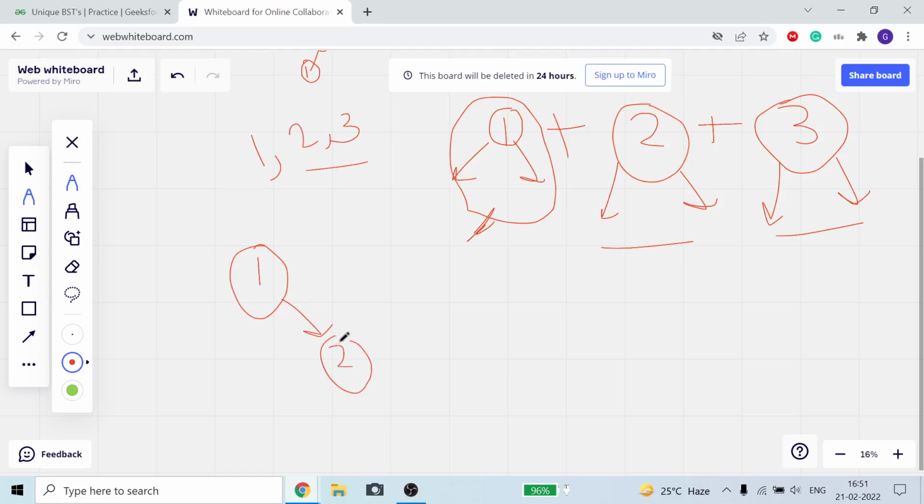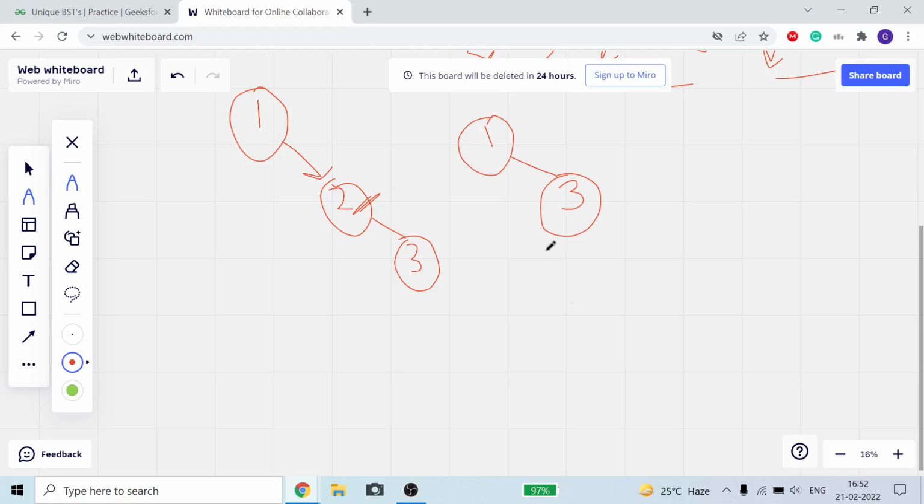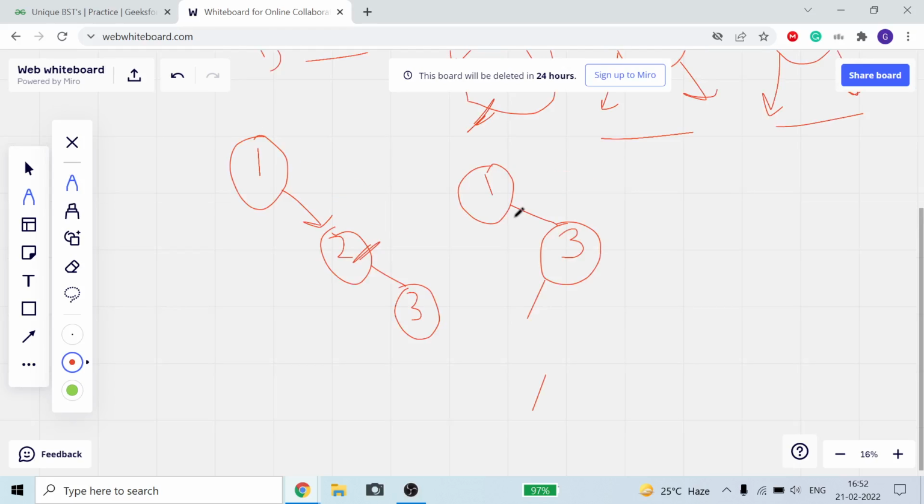So one way of forming this: 2 comes to its right, and 3 comes to the right of 2. And the second way is that both come to its right side. First of all we will make 2 the root node of its right side. Now 3 will be the root node of its right side. Now where can we put 2? Here we can put 2. So the total number of binary trees possible is equal to 2 when 1 is our root node.